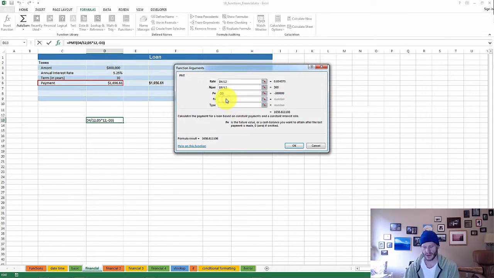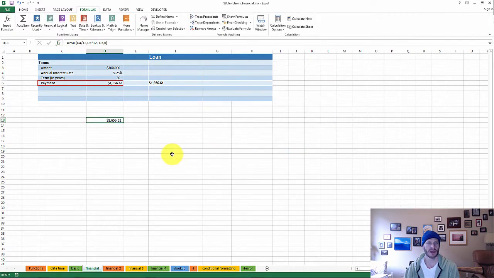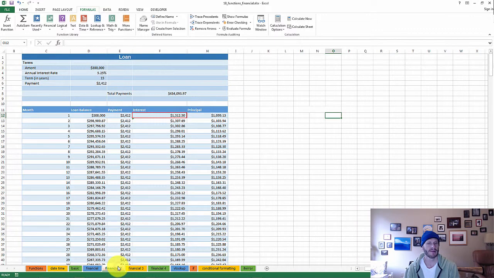And the future value, I'll be paid off. And I'm just going to hit OK. And so there is my payment. So that's how I calculated my interest rate for that formula. And you have to kind of think, is it annual or is it monthly? On what time period am I calculating things? So I hope that answers your question.